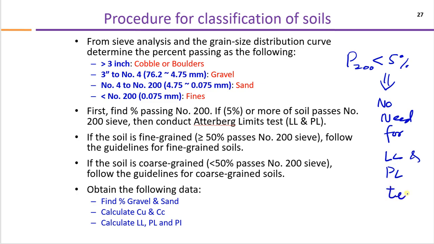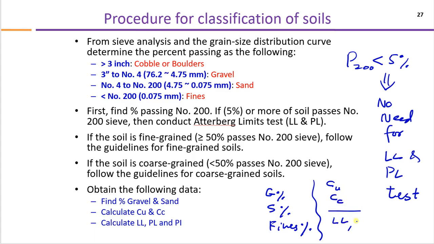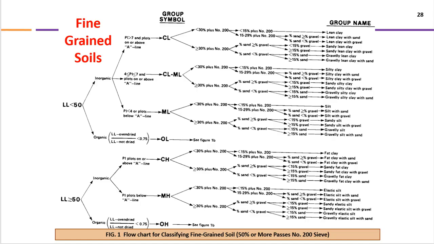But if this value is 5 or more, then we have to carry out the liquid limit and plastic limit test. After collecting all the information, let me summarize. What is the information that we need? The percentage of gravels, percentage of sand, percentage of fines, maybe Cu, Cc, and liquid limit, plastic limit. There are some cases when we are going to skip. When we have all these 5-6 pieces of information, then we are ready to classify a soil.